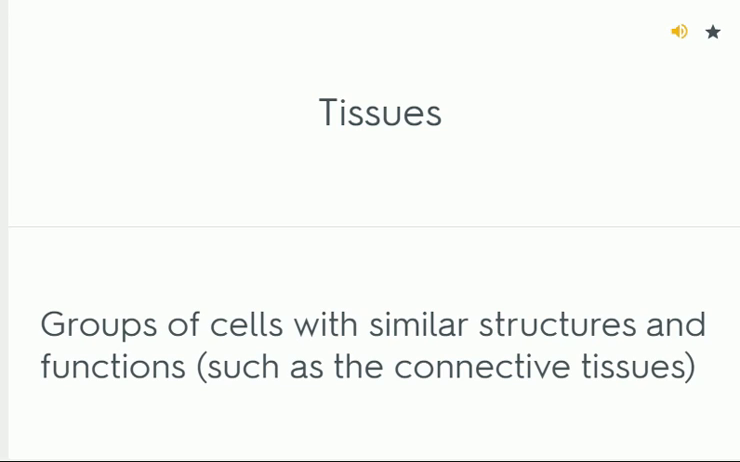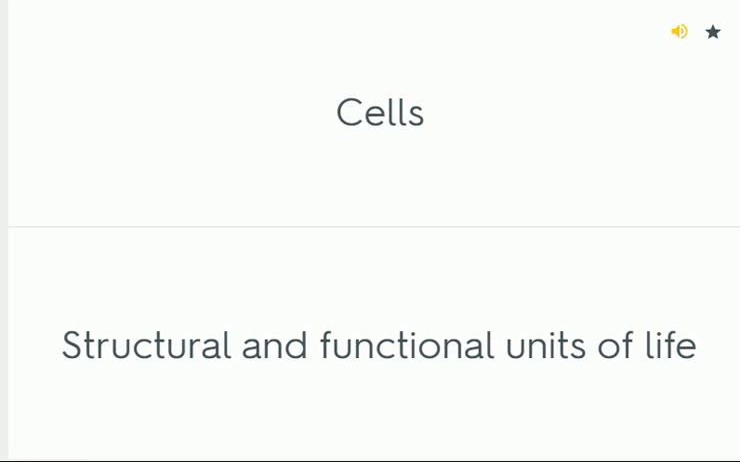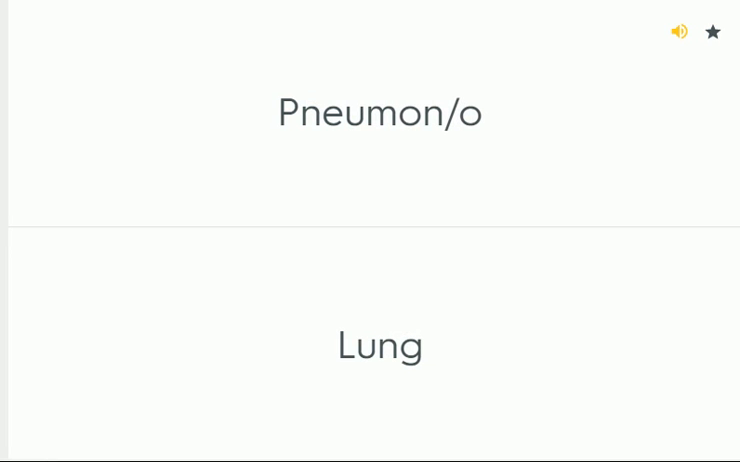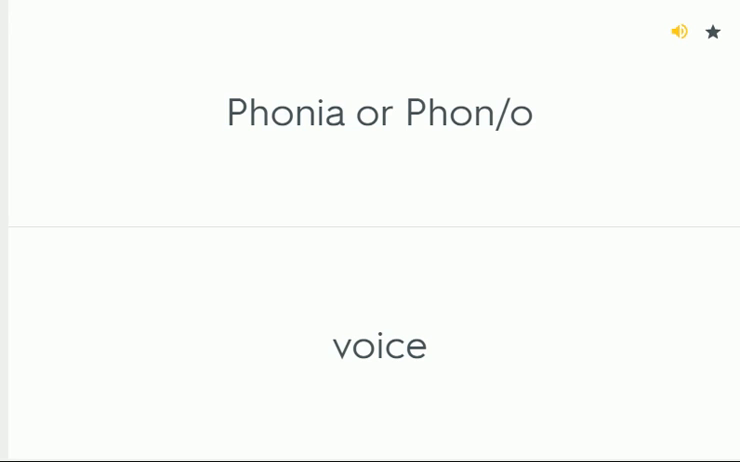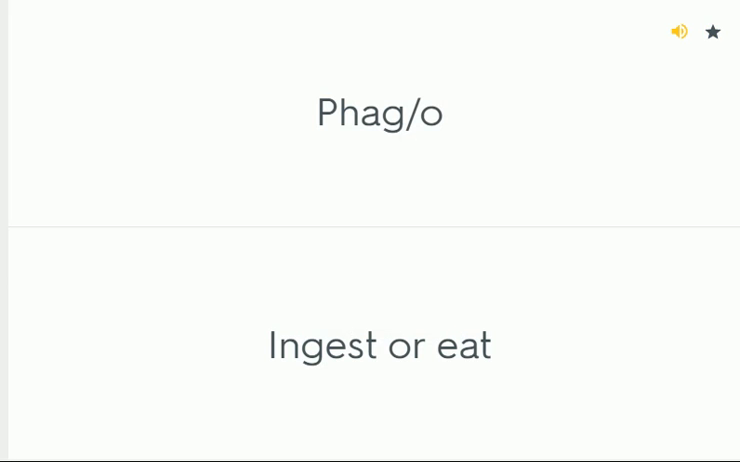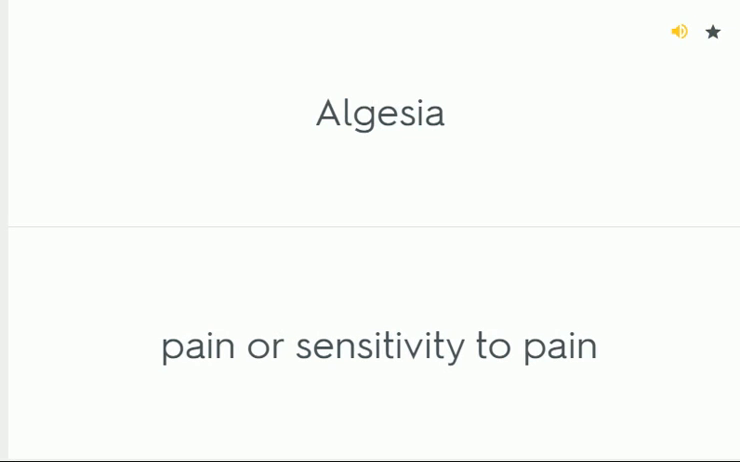Tissues: groups of cells with similar structures and functions. Cells: structural and functional units of life. Lysis: destruction, destroy, and dissolution. Pneumono: lung. Phonia or phono: voice. Phago: ingest or eat. Algesia: pain or sensitivity to pain.